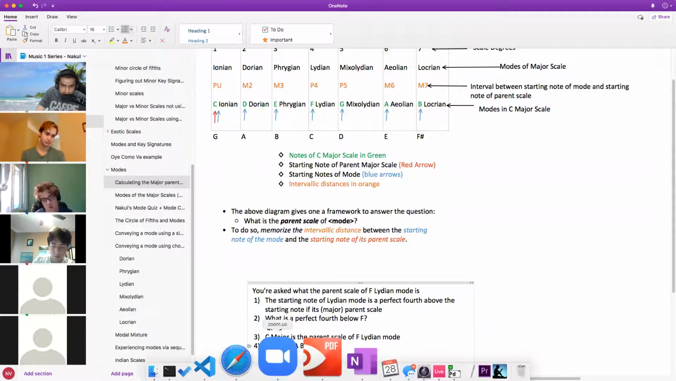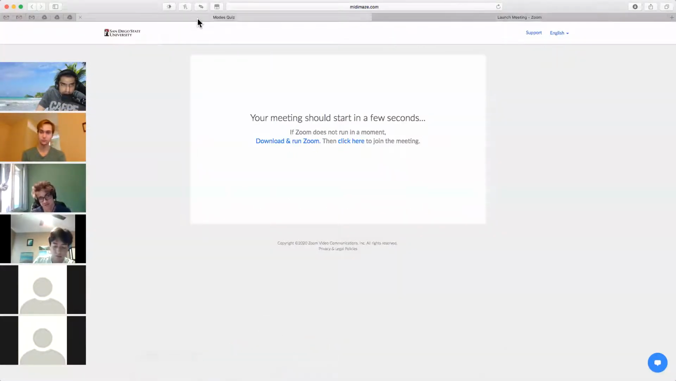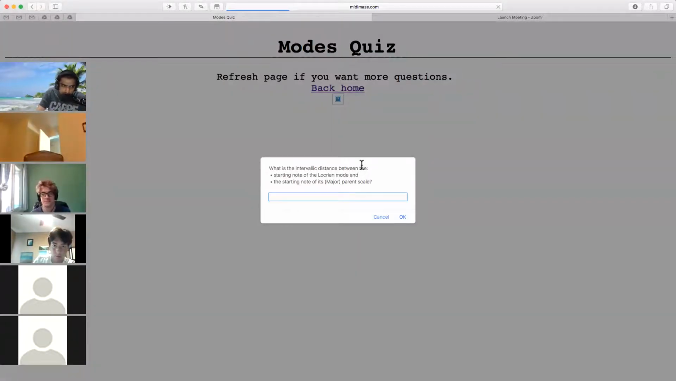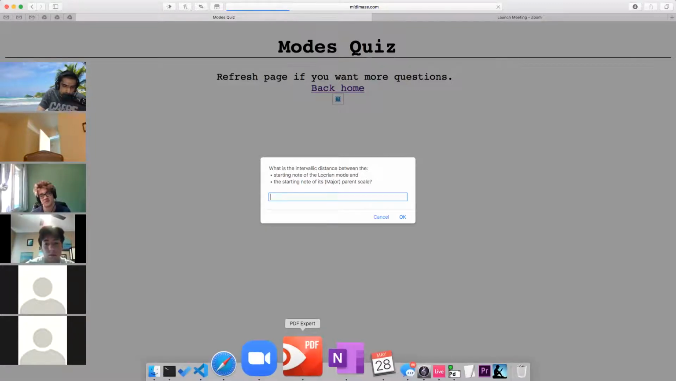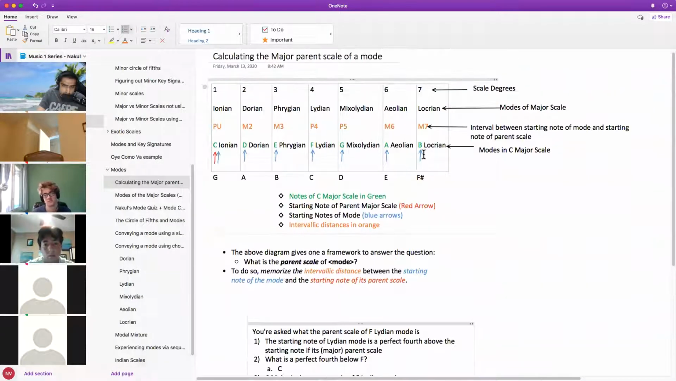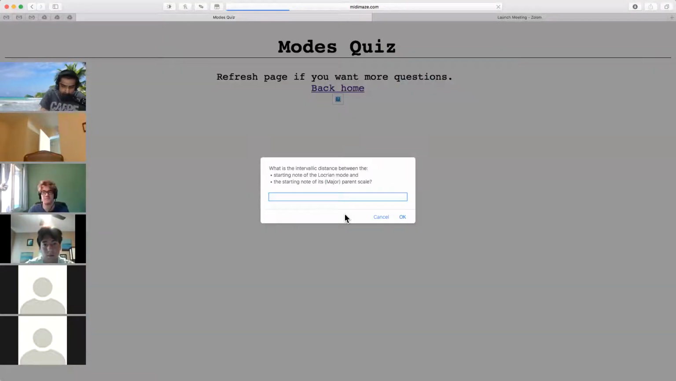Anyway, I'm going to show you my quiz website on MIDI Maze. It prompts you with a certain number of questions. So let's do one. What is the intervallic distance between the starting note of the Locrian mode and the starting note of its major parent scale? Well, it looks like it's a major seventh by definition, right? So let's type in major seventh.